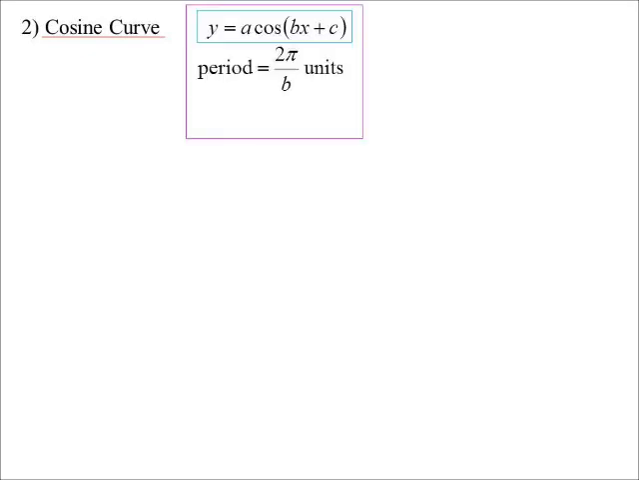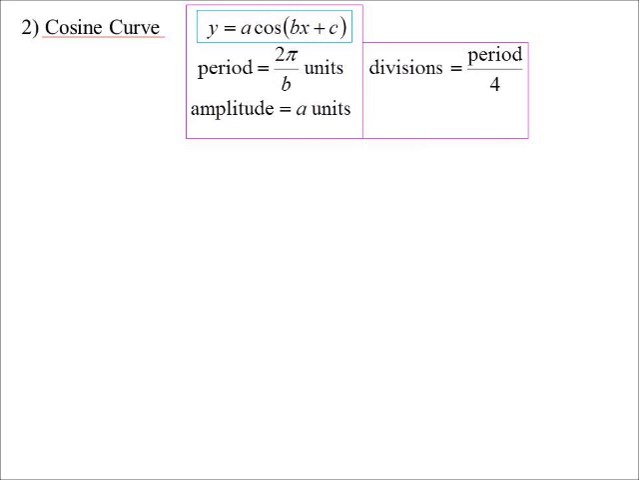Now, okay, what about cosine? Well, remember the cosine and the sine curve are the same graph. It's just the cosine graph is the sine graph shifted. So all these things are going to be the same. Period's 2 pi on B. Amplitude's A. Divisions, I'm still going to mark off period on 4. It's still going to be a shift C on B.